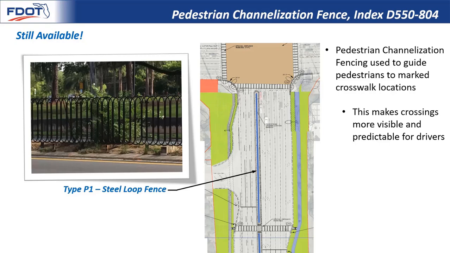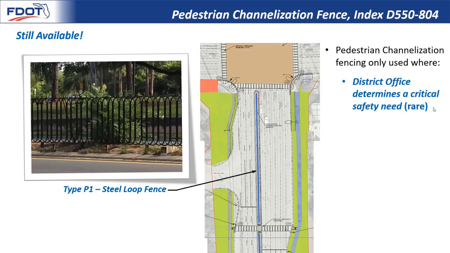And so the bottom line is the fences do carry a high cost with them, and they're really only approved for use in ideal locations where they're going to definitely provide a benefit and where a real serious pedestrian concern has been established and proven. And so that said, pedestrian channelization fencing is only used where district office determines critical safety need exists. And again, this is a pretty rare case. The fence is only used where it ends within a few feet of a marked crosswalk, typically on both ends.